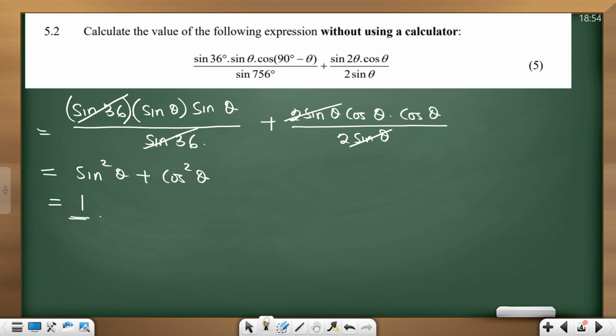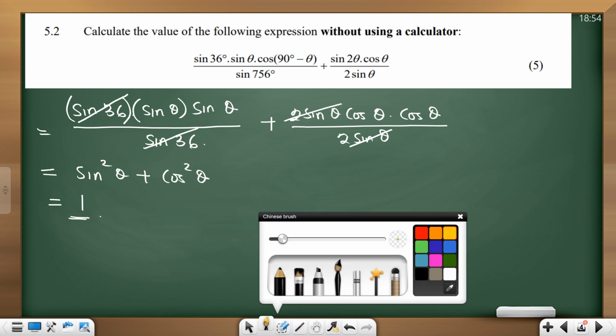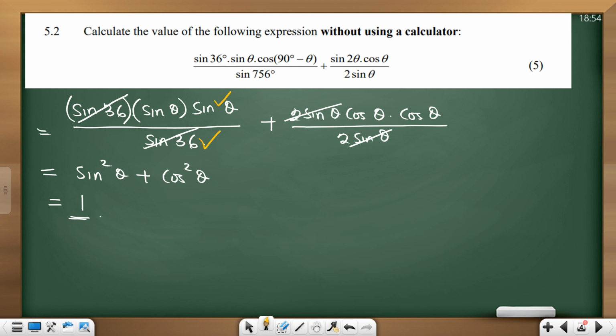5 marks. Oh, beautiful, 5 marks. Let's check. Where do you think they'll give you marks? Number 1, number 2, number 3, number 4, number 5. You should make the whole paper like this. You will enjoy. But is it making sense, guys?